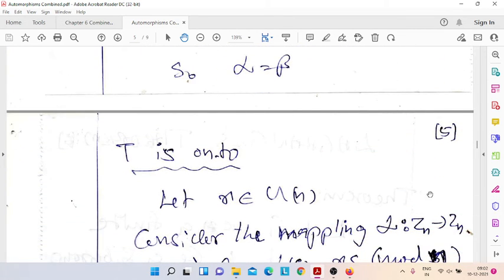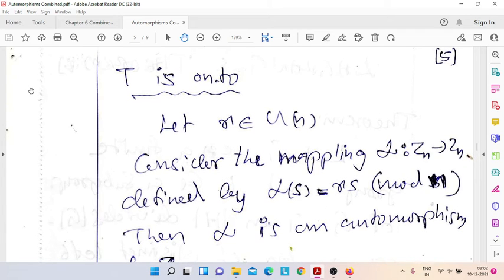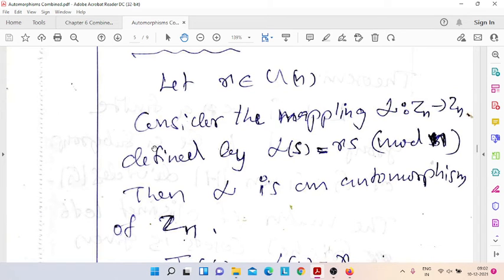Next we shall show that T is onto. For that, let us choose an element R of Un. Now consider the mapping alpha defined from Zn to Zn.